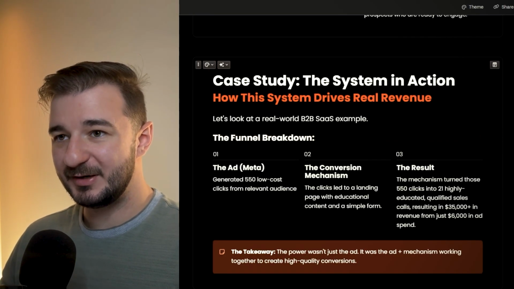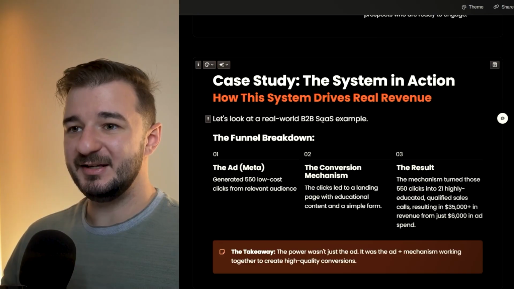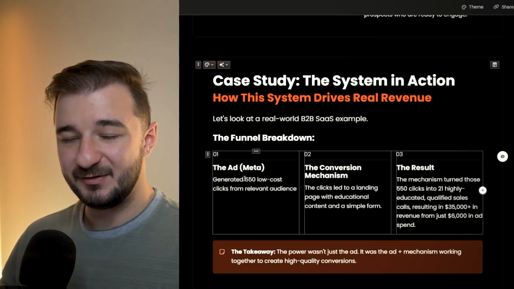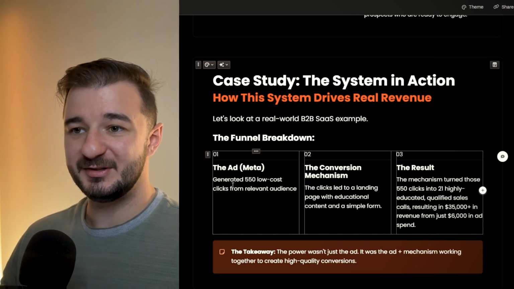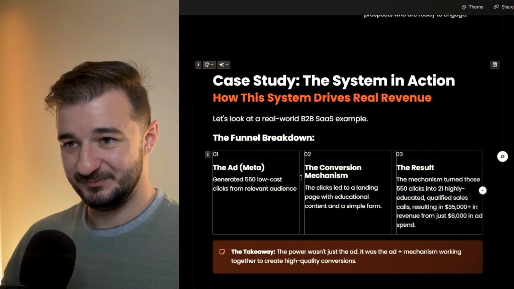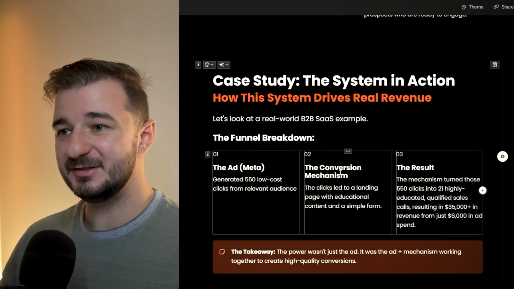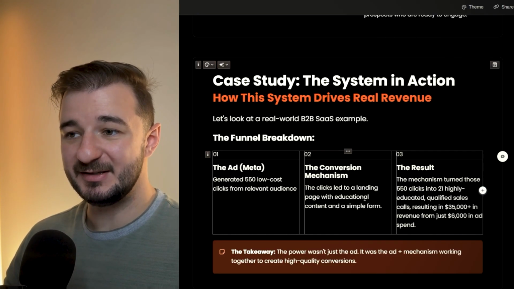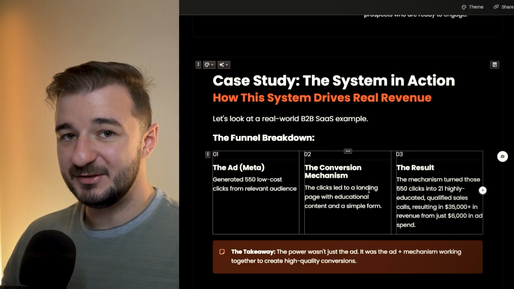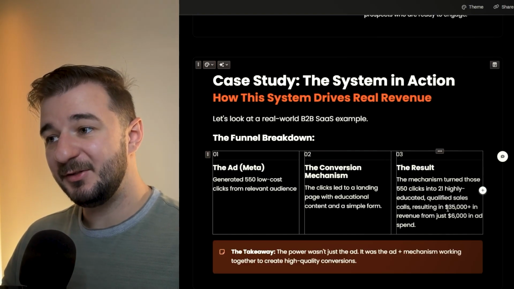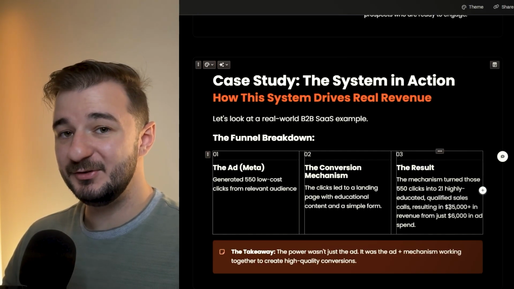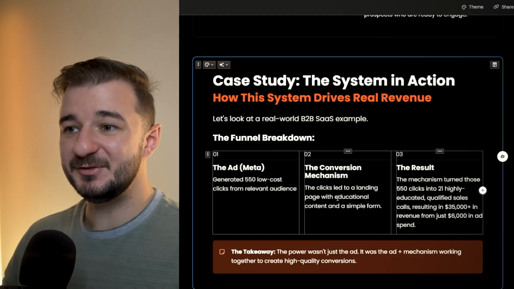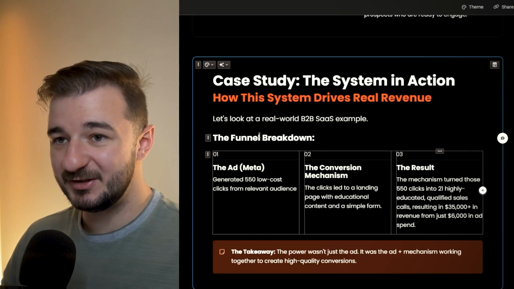Now I want to show you one case study here. A very recent case study where we generated over 30 days 550 low-cost clicks from Meta ads from a very relevant audience. Then we fed them through a VSL landing page conversion mechanism that educated them on what the solution is, which resulted in $35,000 in net new revenue. That is from just $6,000 in ad spend. This is the difference between a conversion mechanism and no conversion mechanism.